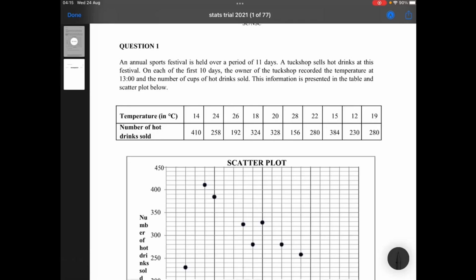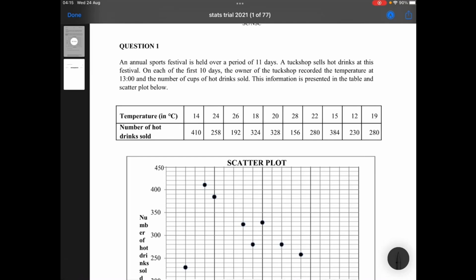An annual sports festival is held over a period of 11 days. A tuck shop sells hot drinks at this festival. On each of the first 10 days, the owner of the tuck shop recorded the temperature at 1 p.m. and the number of cups of hot drinks sold. This information is presented in the table and scatter plot below.